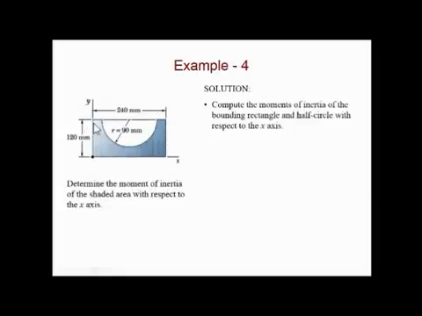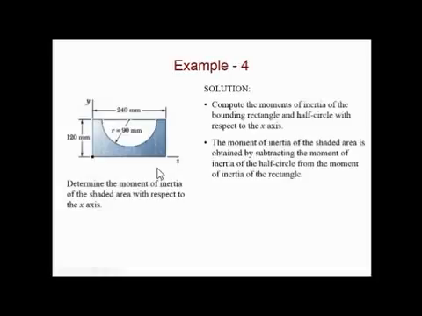This constitutes a rectangle. Then if we subtract this half circle out of this rectangle, then we can get the moment of inertia of the solid region. This is quite simple. So the moment of inertia of the shaded region is obtained by just subtracting the moment of inertia of this half circle from the moment of inertia of the rectangle.